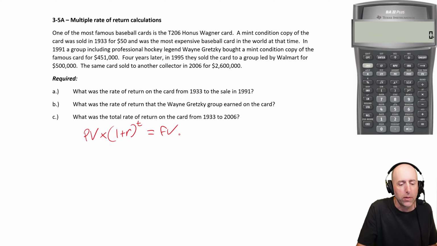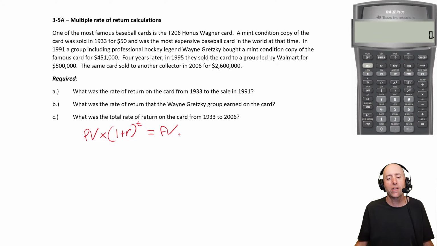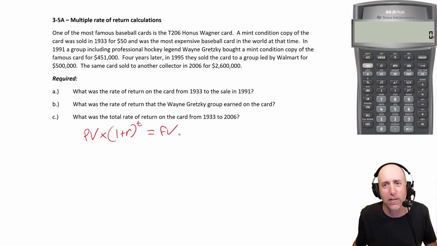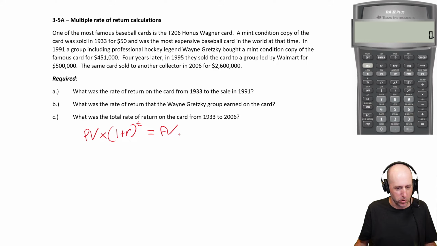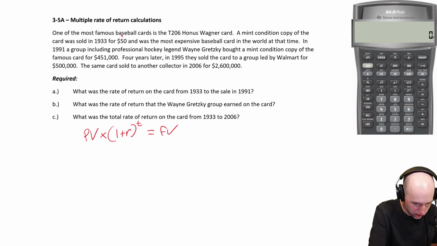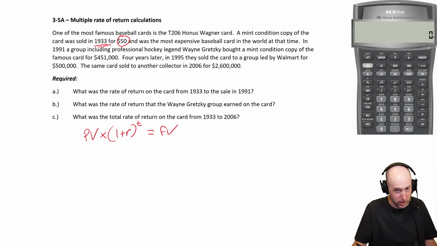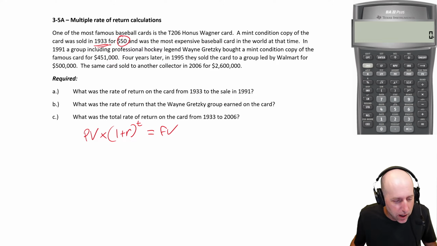So it says one of the most famous baseball cards is the T206 Honus Wagner card. I urge you to Google it. It's a very famous baseball card. A mint condition copy was sold in 1933 for $50. By the way, $50 in 1933, it's like a ton of money. And it was the most expensive baseball card in the world at the time.